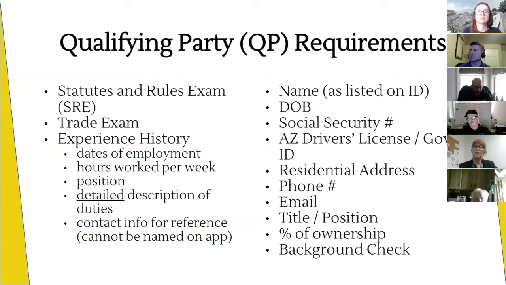So the other thing that the qualifying party needs for the application, we need your name as listed on your government ID. We need your date of birth, your social security number, and then a form of ID that can either be a passport or a driver's license. The residential address for that qualifying party, phone number, email, and then we need title and position. So it might be obvious that the qualifying party is going to be the qualifying party, but you do need to fill that out. Some qualifying parties are also owners or presidents. You'll fill that information out on the forms.